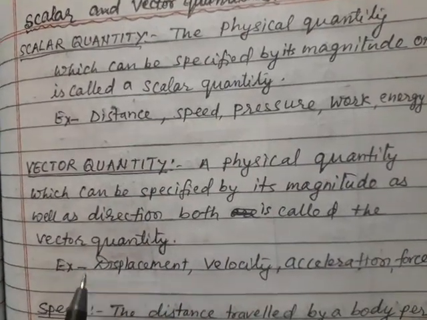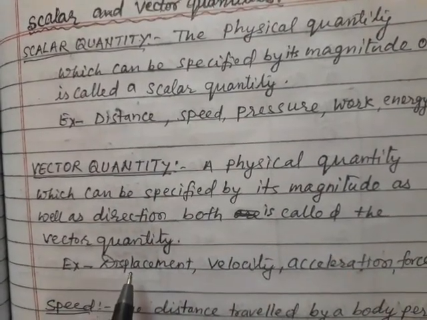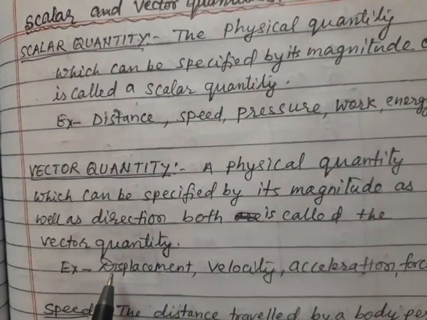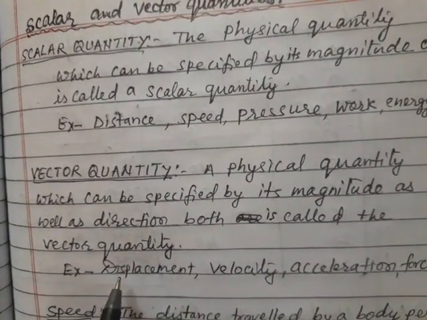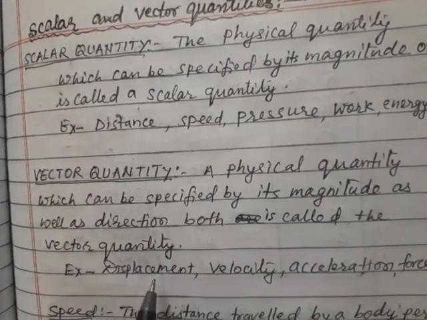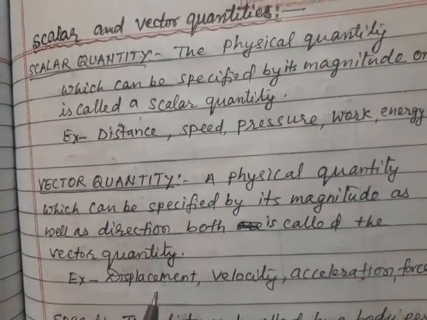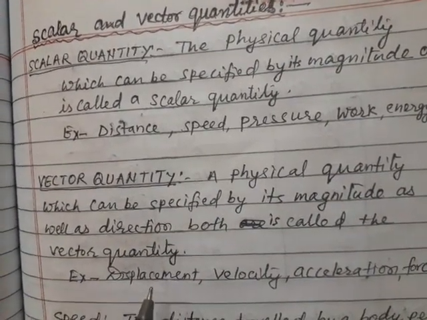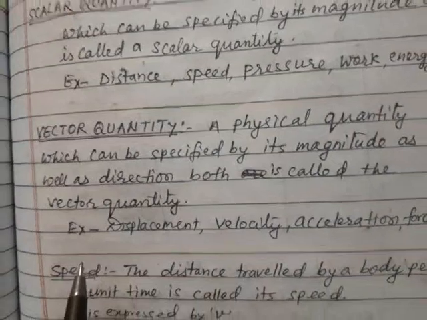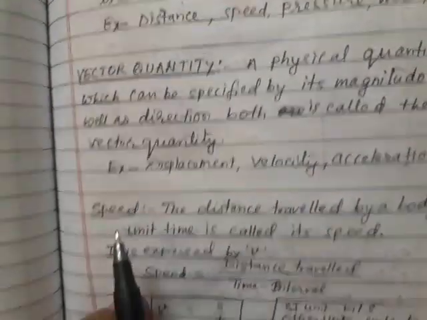Magnitude means they have certain values. For example, displacement of a body is, suppose, 100 meter. This is the magnitude, that is 100 meter, and in a specific direction, that is the direction, so it is a vector quantity. Next topic is speed.